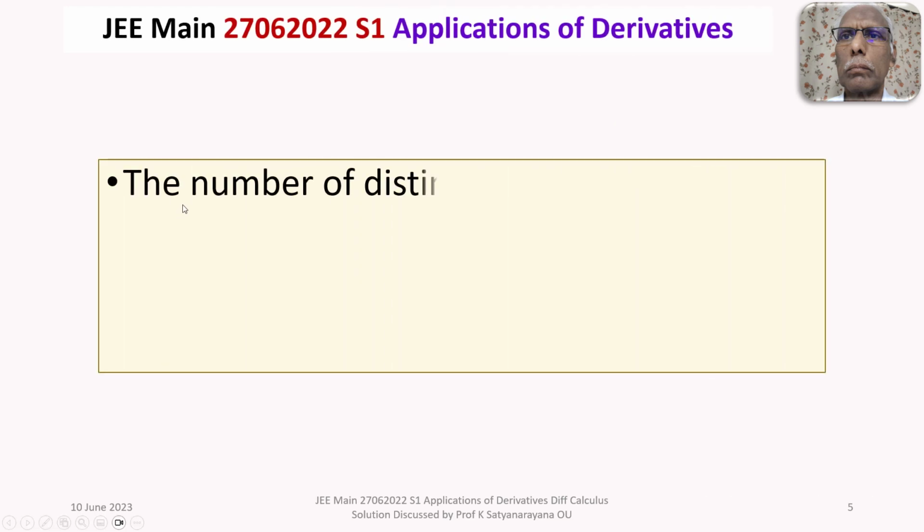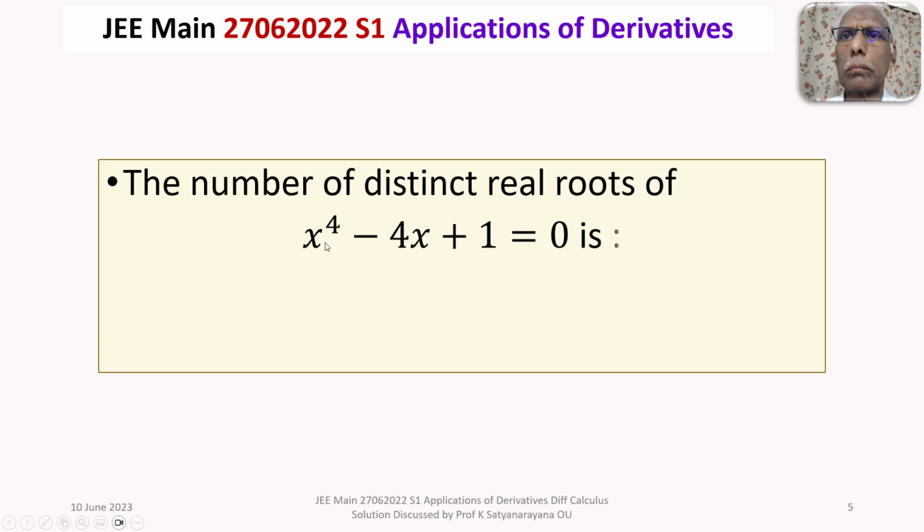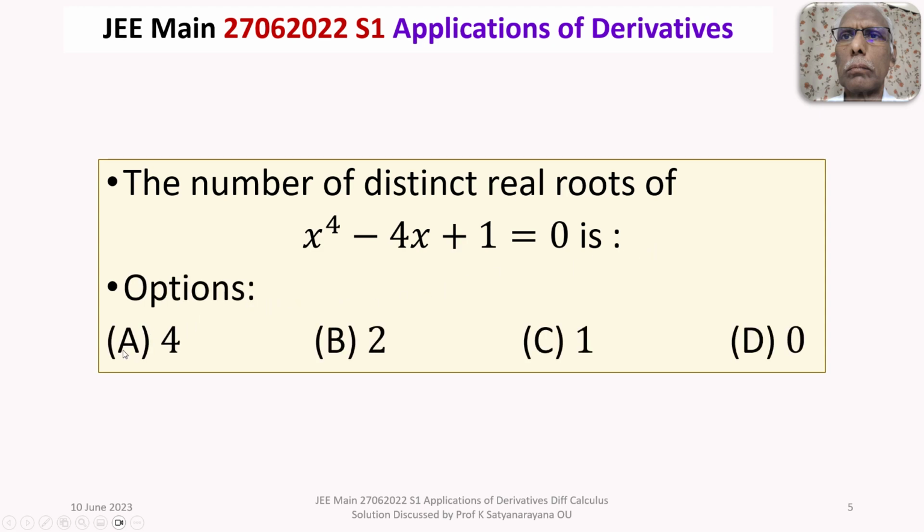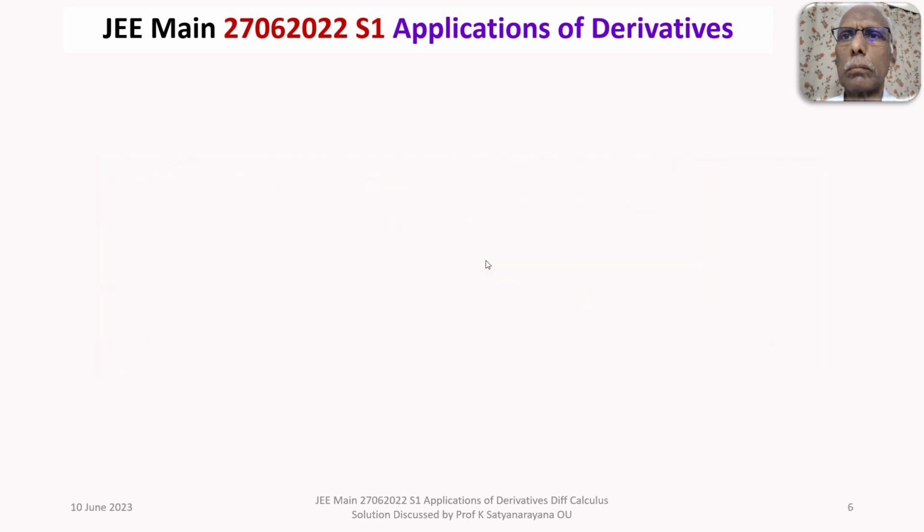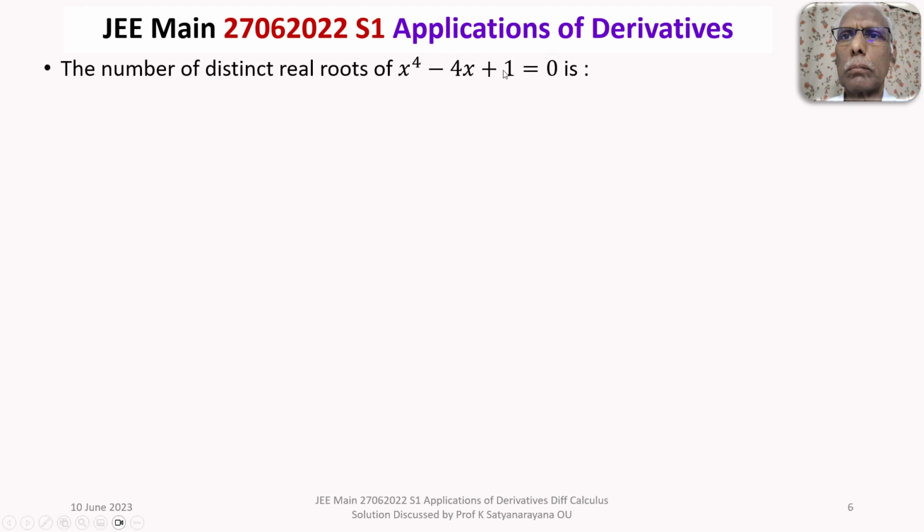The given question is: the number of distinct real roots of the equation x to the power of 4 minus 4x plus 1 is equal to 0 is, and we are given four options. Option A 4, option B 2, option C 1, option D 0. We are given the equation x to the power of 4 minus 4x plus 1 is equal to 0, and are required to find the number of distinct real roots of this equation. That is our given question.